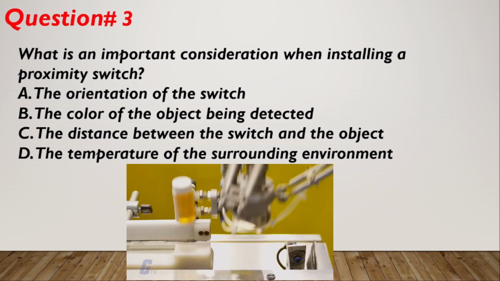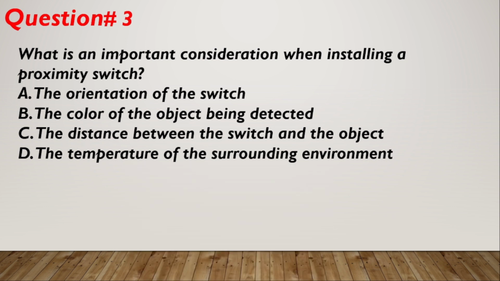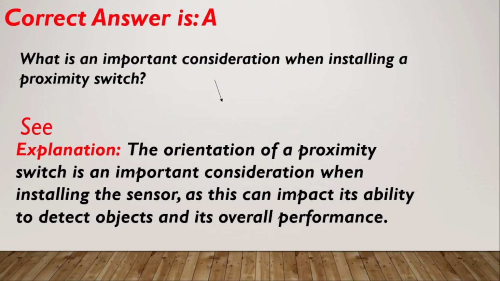Question number 3. What is an important consideration when installing a proximity switch? A. The orientation of the switch, B. The color of the object being detected, C. The distance between the switch and the object, D. The temperature of the surrounding environment. Correct answer is A. The orientation of the switch.